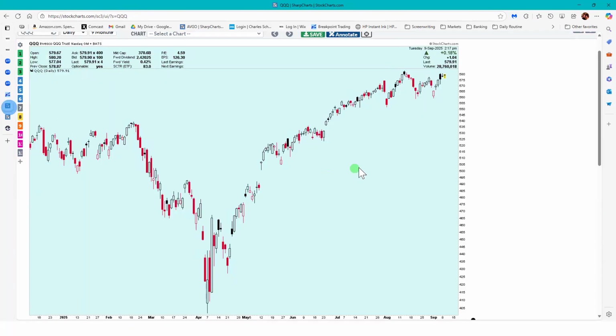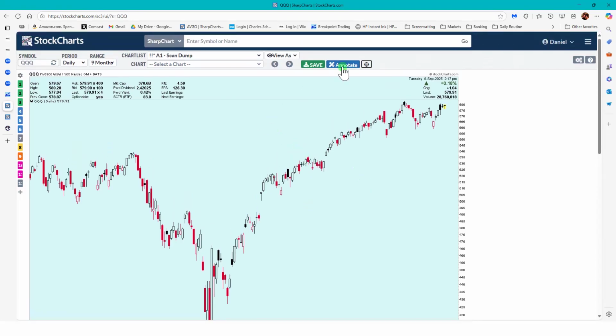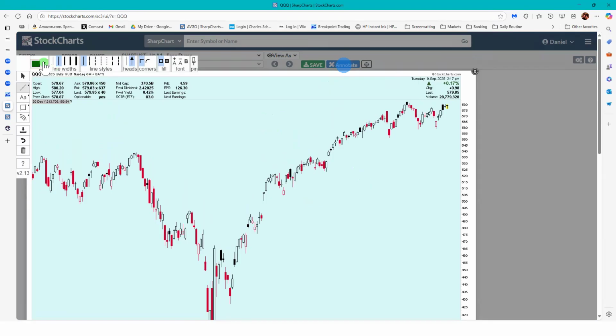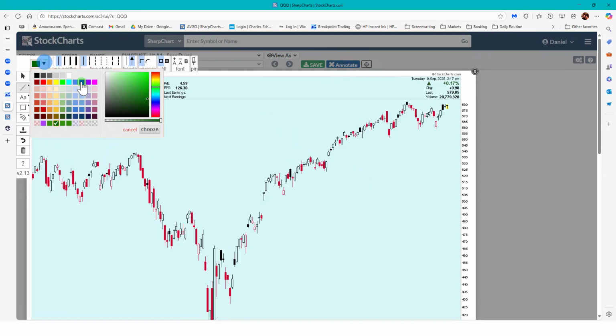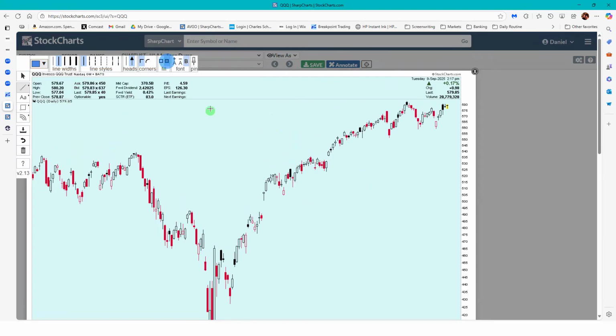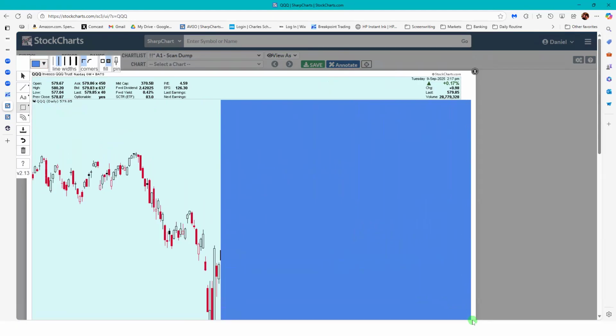So let's go back here. First of all, I do this technique on that webinar too. I'm going to go in here and create a little box. Let's make it this color, and it's going to be solid. That's not what I want. I want a rectangle, solid. So I'm going to make it look like this. So now we don't know what the price is going to do.